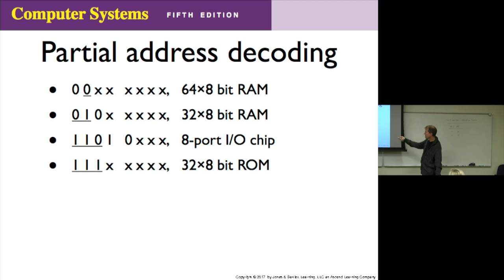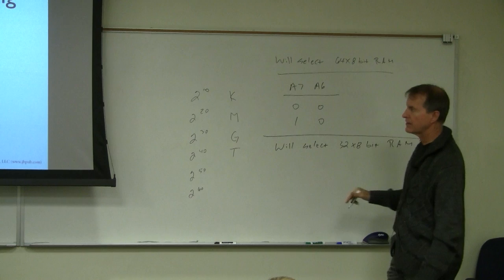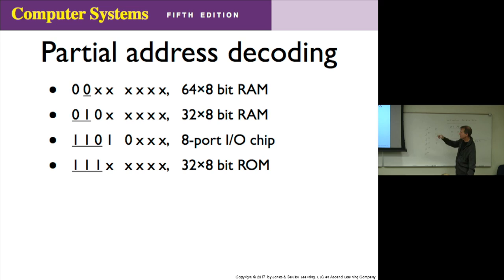Let's do another one. For the 32-by-8-bit RAM, we'll select the 32-by-8-bit RAM. Okay, so let's notate that. So the 32-byte, so what is it? It's a 0, 1, so it will be selected when we have A7, A6, A5. So what will be the values that will select that?